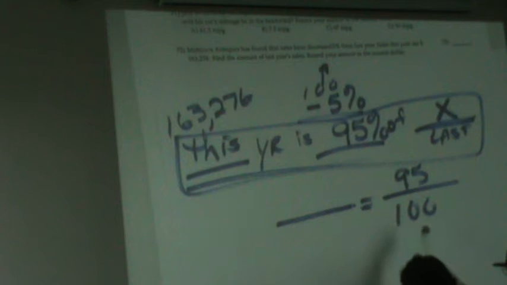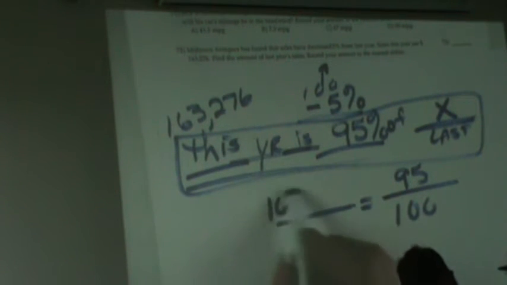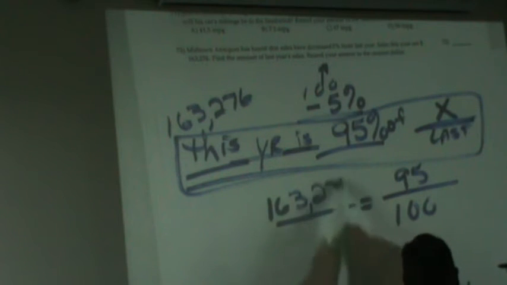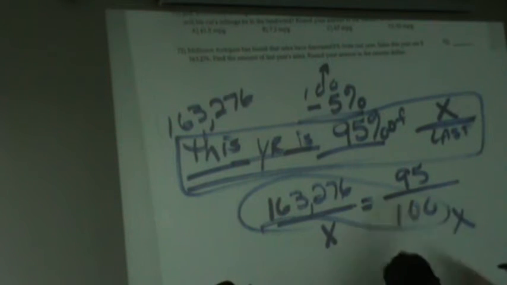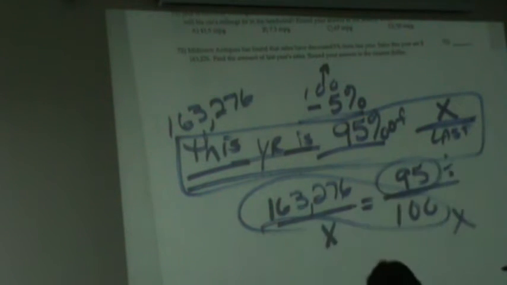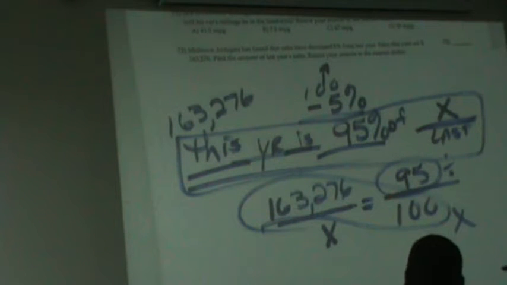The 95 goes over 100. Do we know the is or the of? We know the is: 163,276. We don't know the of, last year's. Multiply that, divide by 95. It should be bigger because this year it's less. So if you came out with something that was not bigger, you'd know something was wrong.